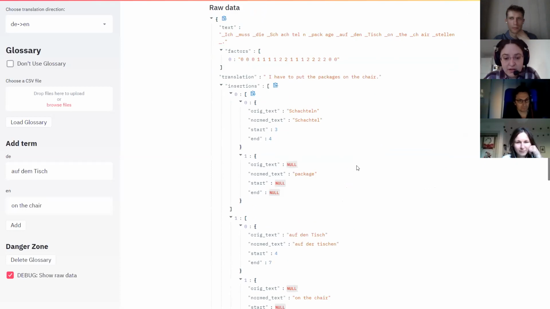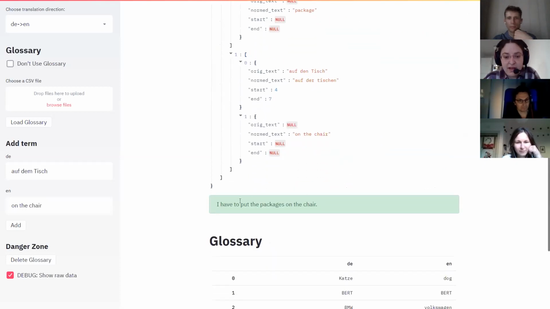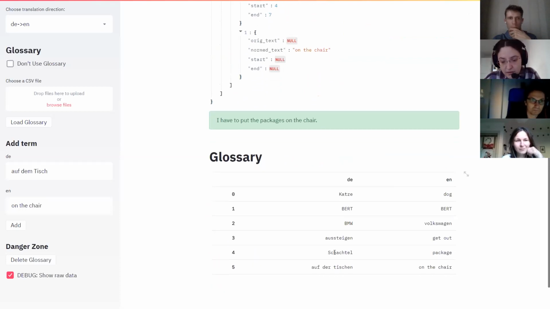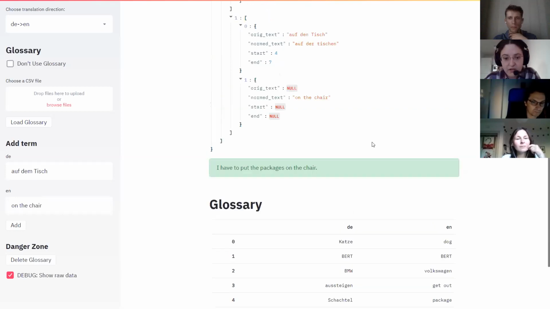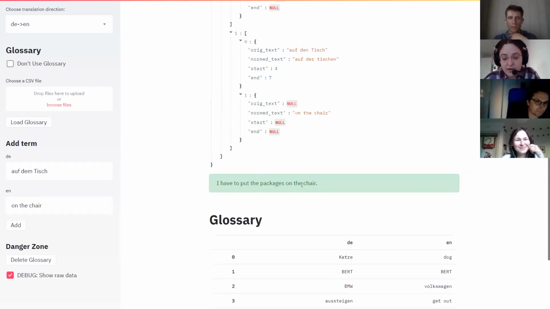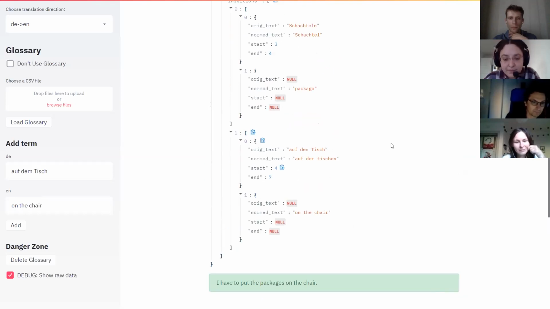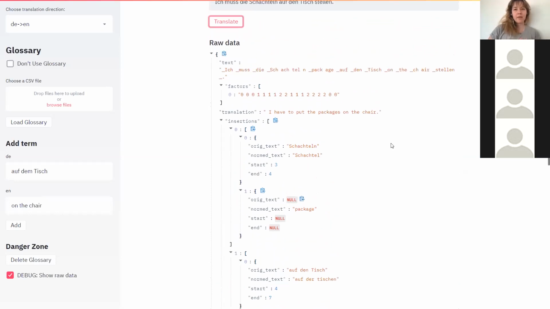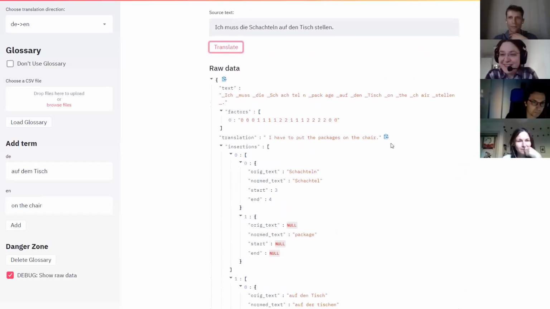On the chair. Yeah. Oh, nice. Another nice thing is that our previous term here, Schachtel, being translated to package, is still being incorporated. So now we have both of those terms being incorporated. Nice, thank you. That's cool.